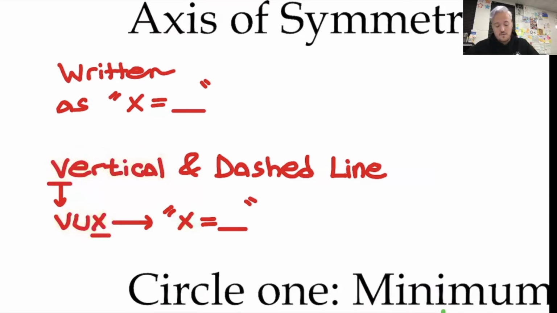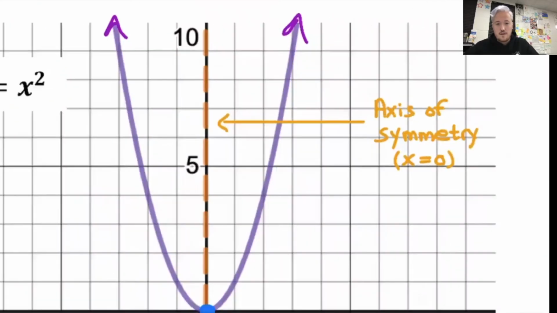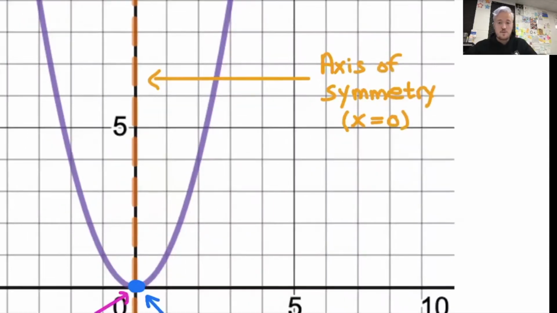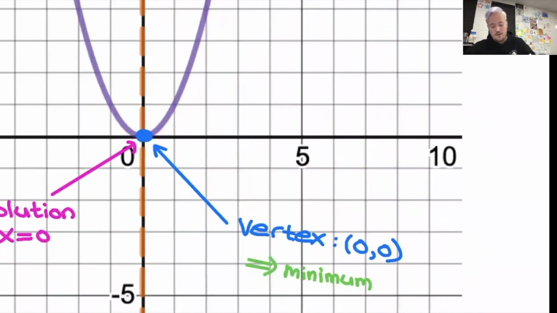All right, so I'm going to go back to my graph, and I see my AOS is written here, my axis of symmetry. It's the vertical dashed line that's written right down the middle. So you could also look at the x value of your vertex. That's what your AOS is going to be. So in this case, it's x equals 0.